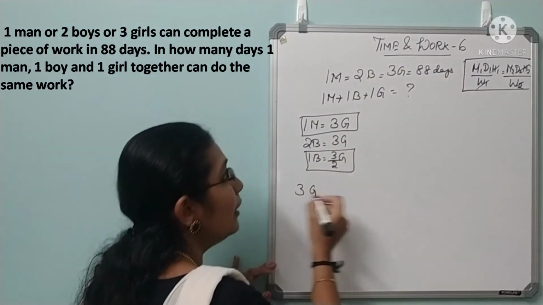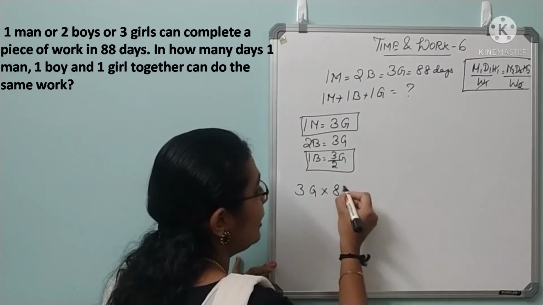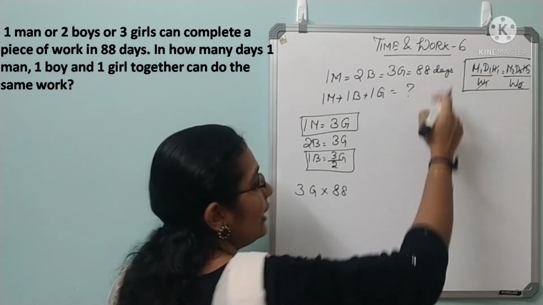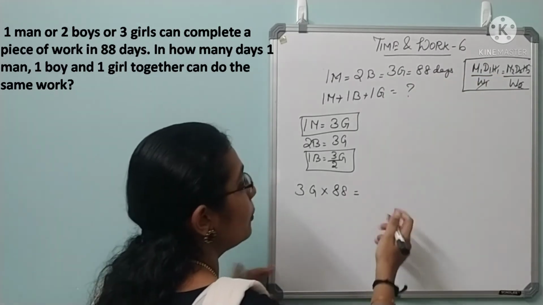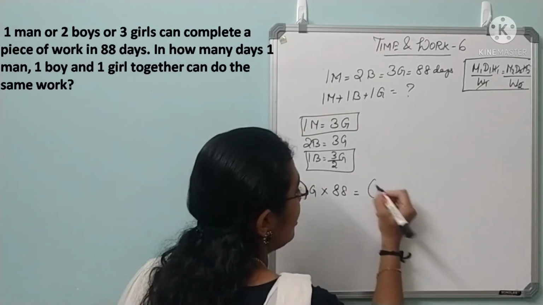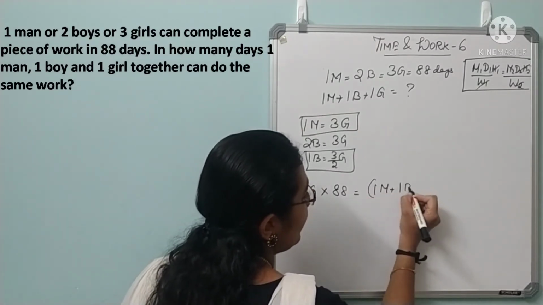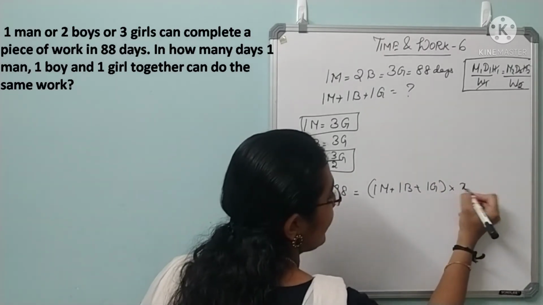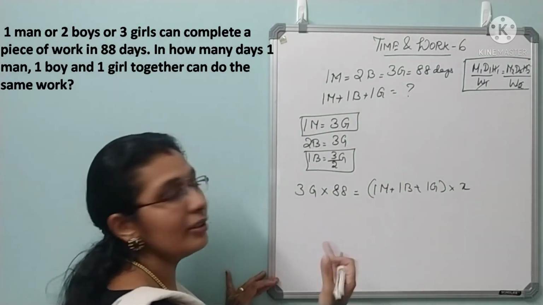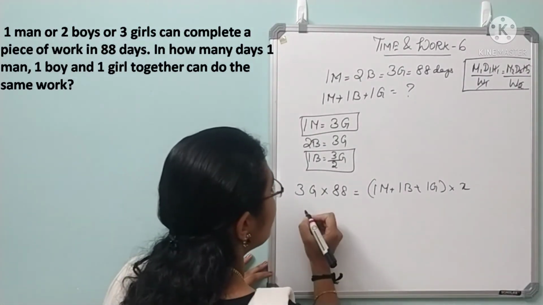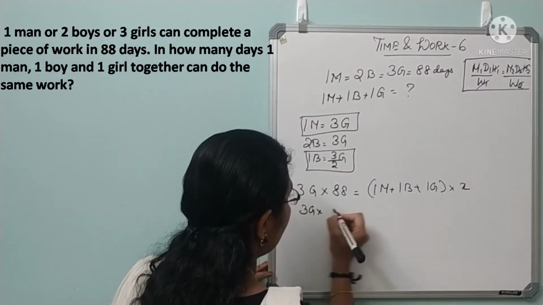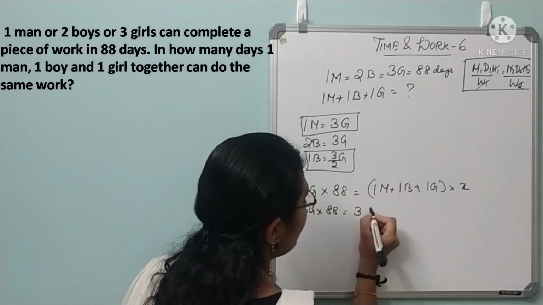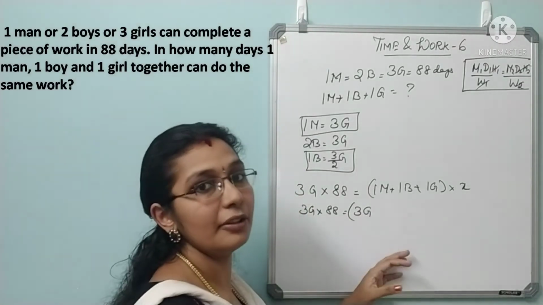Since I converted everything to girls, I choose 3 girls from the first equation. So 3 girls into 88. M1 into D1: M1 is 3 girls, D1 is 88, which is equal to M2. M2 is this one, right? So 1 man plus 1 boy plus 1 girl into D2, we don't know, so we will keep it as x. Now if you solve this, you will get the answer. So 3G into 88 is equal to 1 man, which is equal to 3 girls, right? You have to convert everything to girls, right?